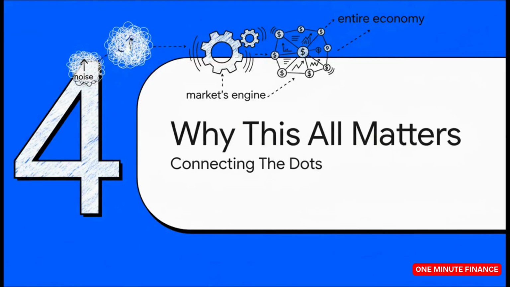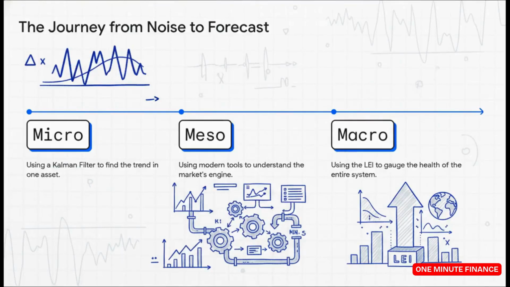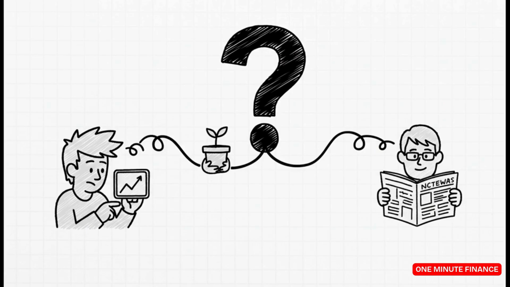So, we've gone from a single price tick to the market's engine all the way out to the entire economy. Let's take a second and connect all these dots and see why this journey from noise to forecast is so important. This really has been our journey, right? We started at that super tiny micro level, using a Kalman filter to smooth out the noise for just one thing. Then we zoomed out to the market level, using a whole toolkit to see the hidden plumbing. And finally, we pulled all the way back to the macro view, using the LEI to get a forecast for the entire system. At every single step, the tools got more complex and the view got wider.